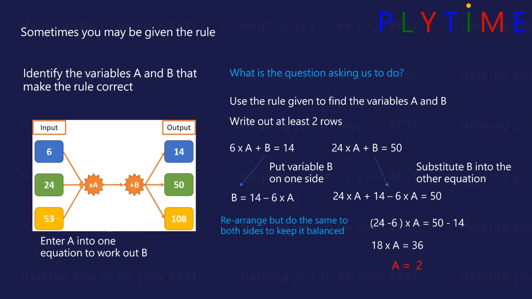We can enter A then into one of the equations to work out B. So 6 times A, or 2, plus B equals 14. B equals 14 minus 12. So B also equals 2. A equals 2 and B equals 2.